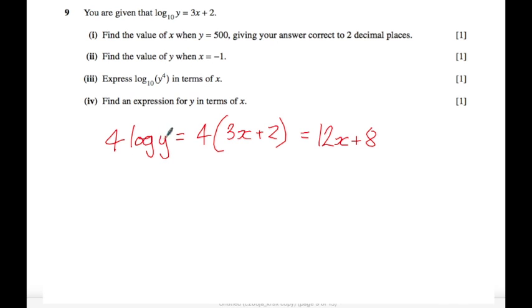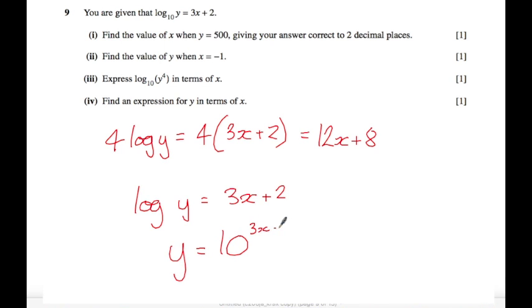Right, find an expression for y in terms of x. Here we've got log y in terms of x, but they want just y in terms of x. So as I said before, all we really need to do to undo this log, just like we did in part 2, is do 10 to the power of it. So this is going to be 10 to the power of 3x plus 2.